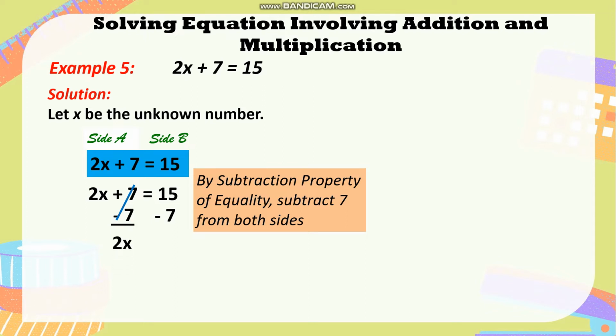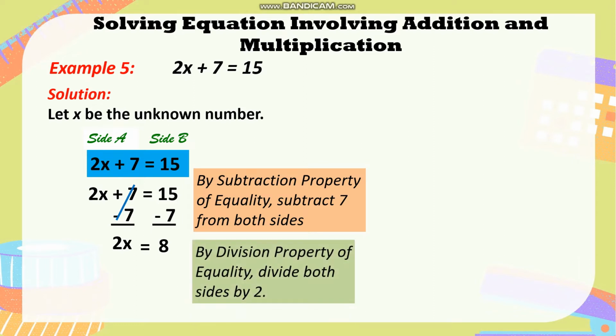So, ang naiwan na lang ay 2x. Copy the equal sign. Solve side B. 15 minus 7 equals 8. Kung mapapansin natin, meron pa tayong naka-attach na number sa x. Kaya, kukunin ulit natin ang inverse operation para maiwan na lang ang x. 2 times x, ang kabaliktaran nito ay divide.